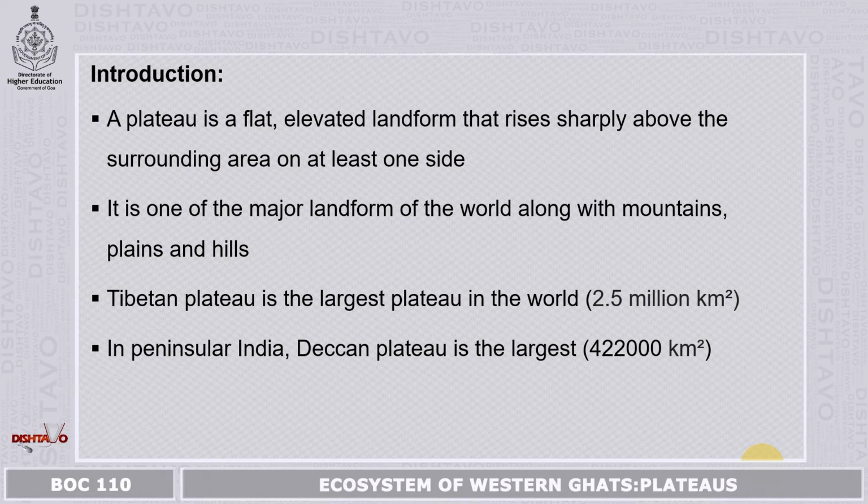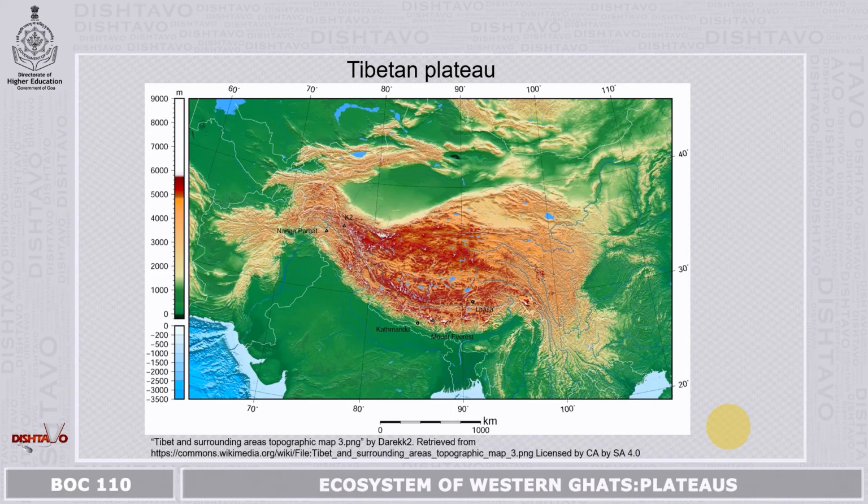It's a huge landmass. In peninsular India, Deccan Plateau is the largest, and the area of Deccan Plateau is 0.5 million square kilometer. See this image. This is the huge area of Tibetan Plateau. You can imagine the size when you compare to our India map below, no? So it is a huge area and this is the largest plateau of the world.